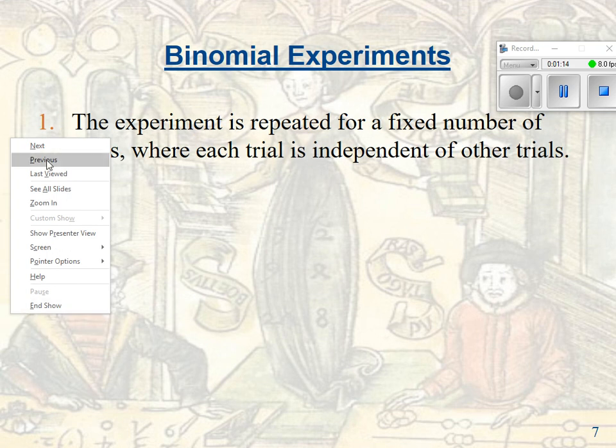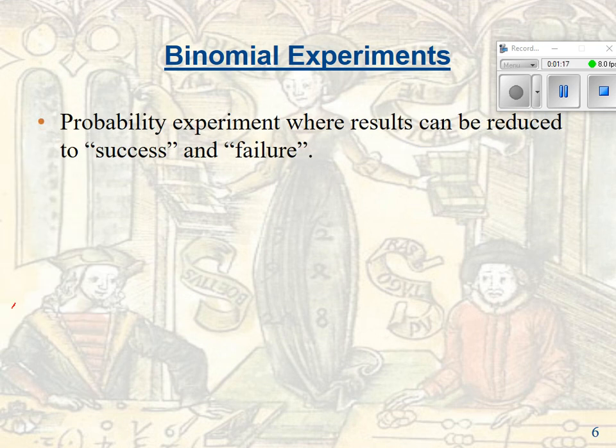Oops, sorry. A binomial experiment. So again, just binomial distributions, what this is titled. Binomial experiments, probability experiment where results can be reduced to this. Key thing here for the whole day. To be a binomial, two outcomes. Success, failure. That's what makes something a binomial probability distribution instead of just anything.